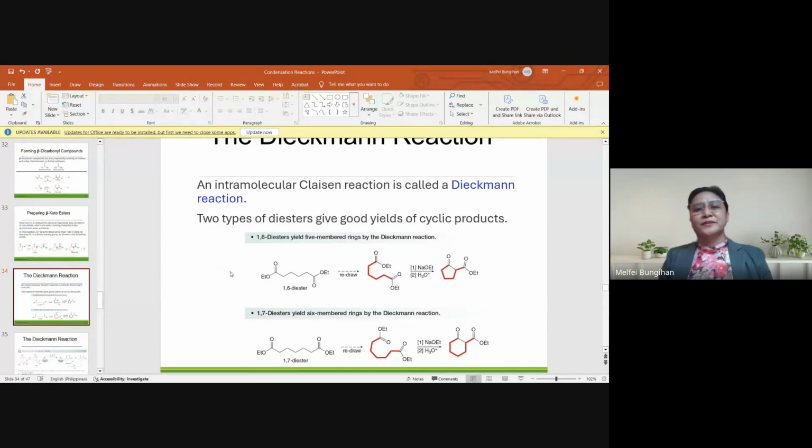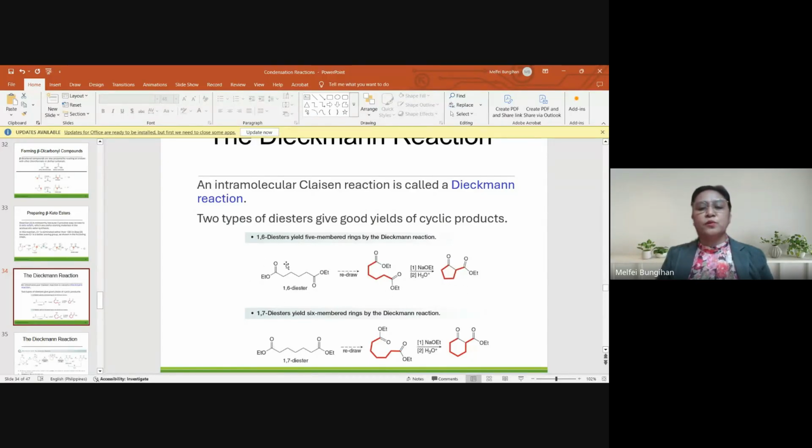So it's basically Claisen, but it is intramolecular. So in here, again, we form what we call the rings. The only difference here is, of course, we have your beta keto ester. So that's a Dickman reaction. Two types of diesters will give yields of your cyclic products.